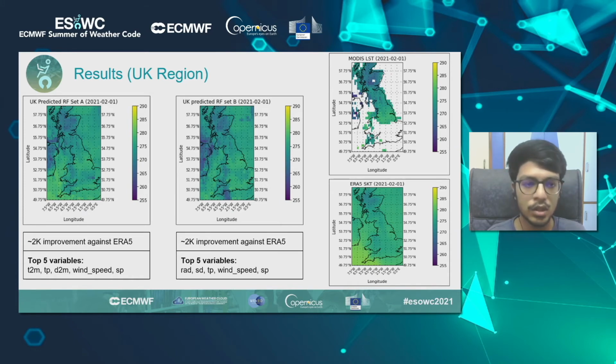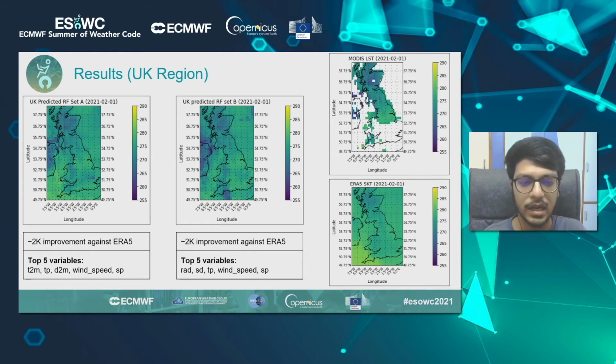One thing to note is that we are using a random forest model for both of these sets to predict our outputs. Now we see the top 5 variables, because this determines what is going on inside the random forest model. Some variables are common between both sets for the prediction, and T2M and D2M get replaced by RAD. This is physically explainable, as to why these variables affect the prediction of land surface temperature more.